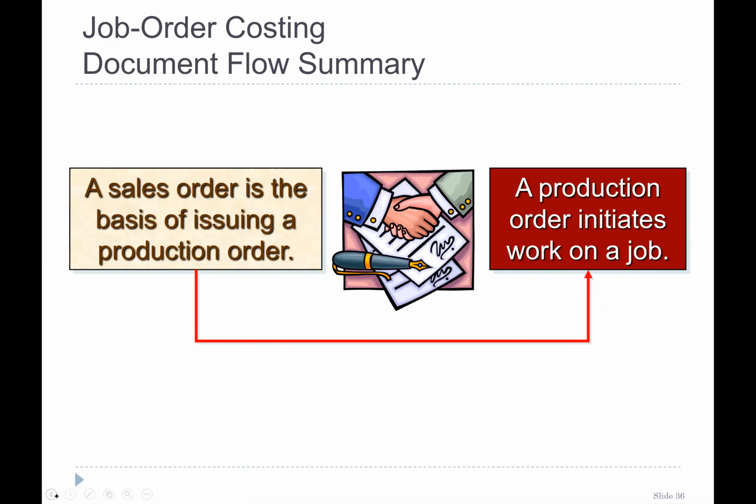So here we go. The flow of cost is like that. The sale order is the basis of a production order. When you receive the sale order, you immediately start production. So a production order initiates work on a job, because this is a new, customized order, so they name it according to their own system. Like in our question, we have job 313, right? So they name that order and send it to the production area.